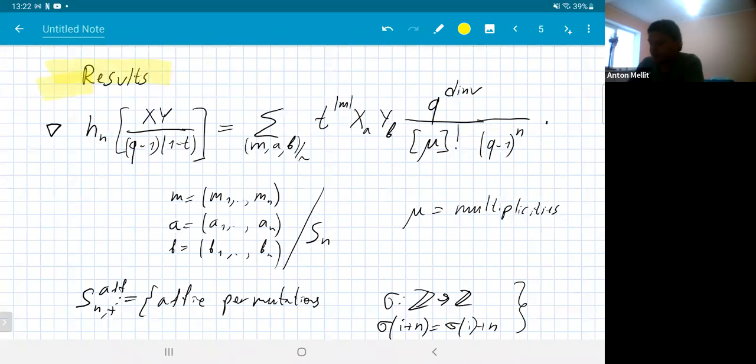So this is the first new result obtained from here. On the left we have the first power of Nabla applied to the Cauchy kernel, and on the right we have this sort of expression.